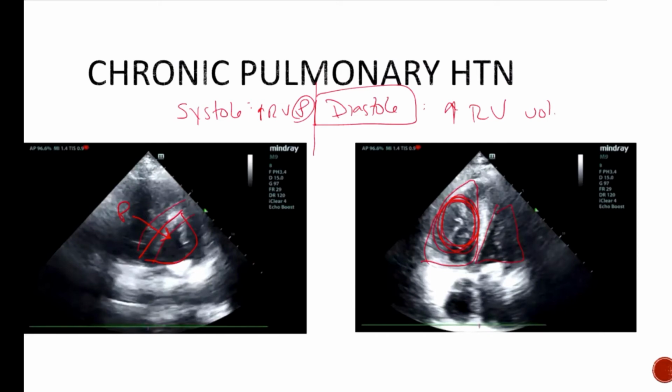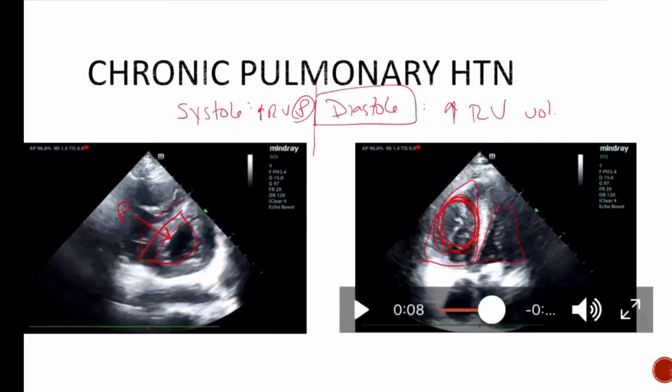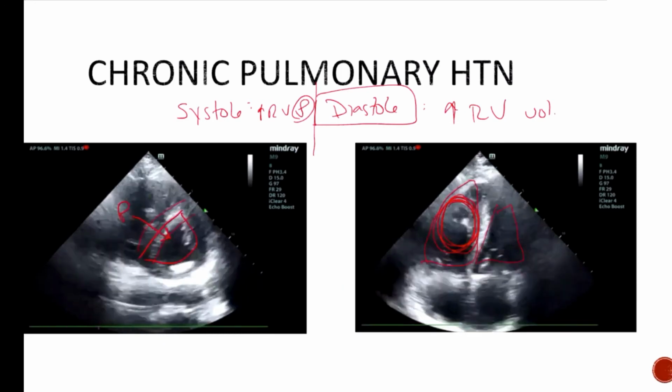So diastolic flattening in isolation of the RV is volume overload. Systolic flattening of the septum is consistent with RV pressure overload. And that is something that I guarantee you're going to see on your boards. All right.